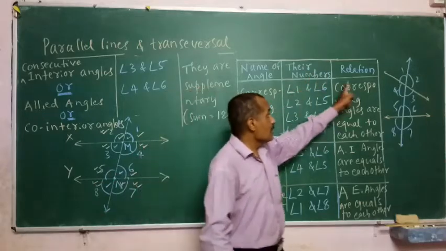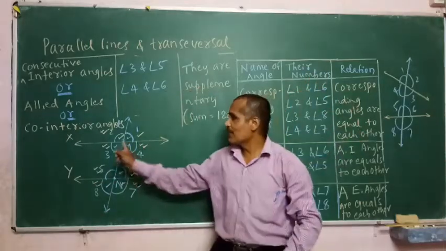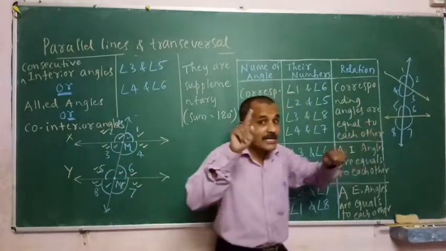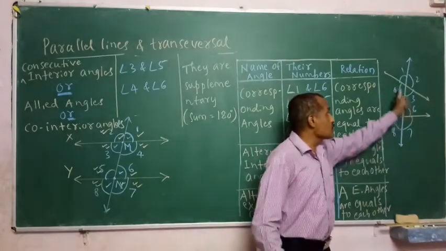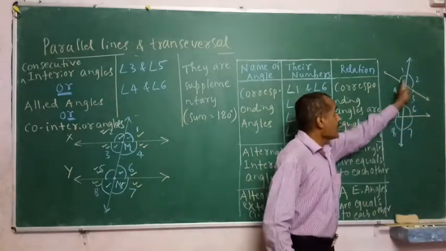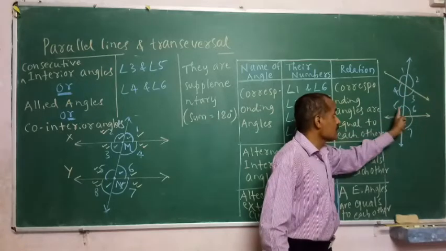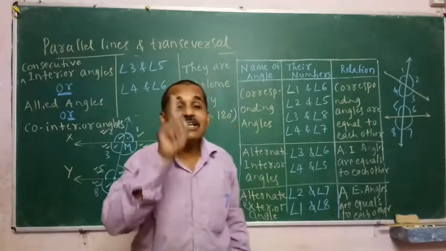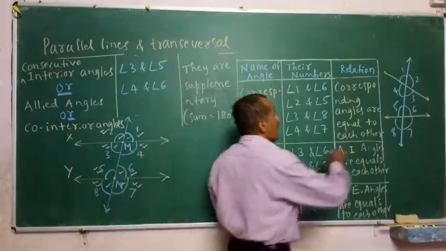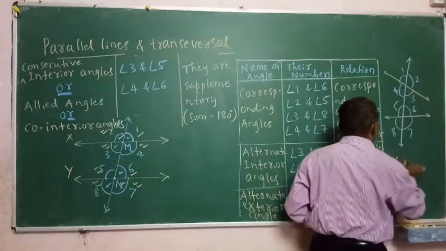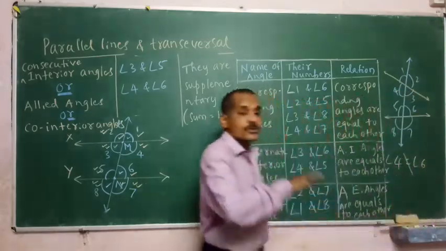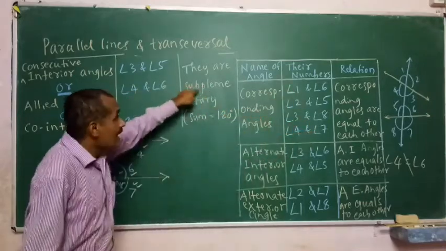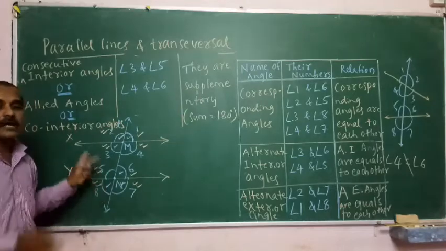I have written here: corresponding angles are equal only when the lines are parallel. If the lines are not parallel, I can still call these two corresponding angles, and I can call these two corresponding angles. I can call them alternate interior angles. Names are the same, but the relation is different. And I can't say angle 4 and angle 6 are equal to each other. They are equal, or supplementary, only when the lines are parallel.